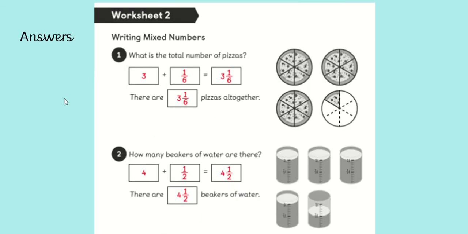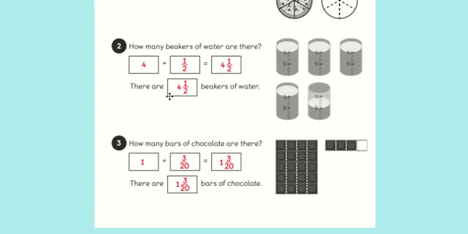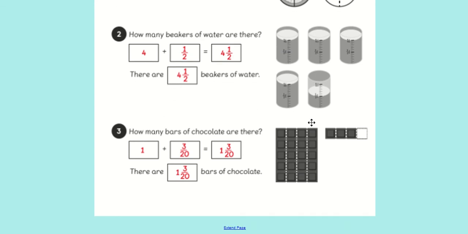Okay, so here are our answers then. 3 pizzas and 1 out of 6, a sixth, so that's 3 and a sixth. 4 full beakers, and this one is half full, so that's 4 and a half. Okay, so we've got 1 full piece of chocolate here, and it's been split into 20 different pieces, and we've only got 3 in this one, so that's 1 and 3/20.